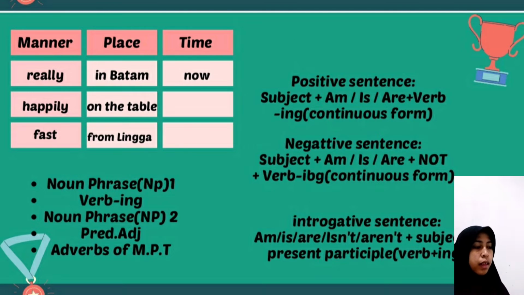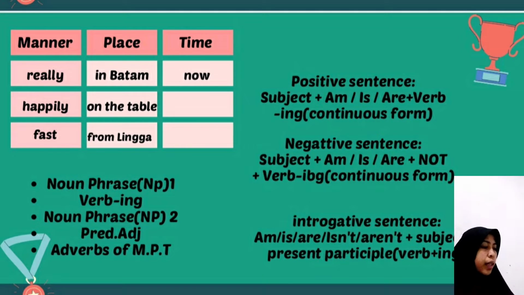And as for the stepping, it is noun phrase NP1, verb -ing, noun phrase NP2, predicate adjunct, and adverbs of MPT. MPT is M for manner, P for place, T for time. Manner is really, happily, fast. Place is in Batam, on the table, from Lingga. And time is now.